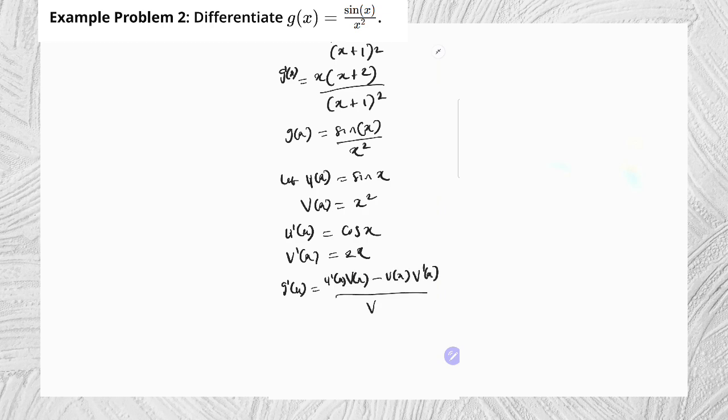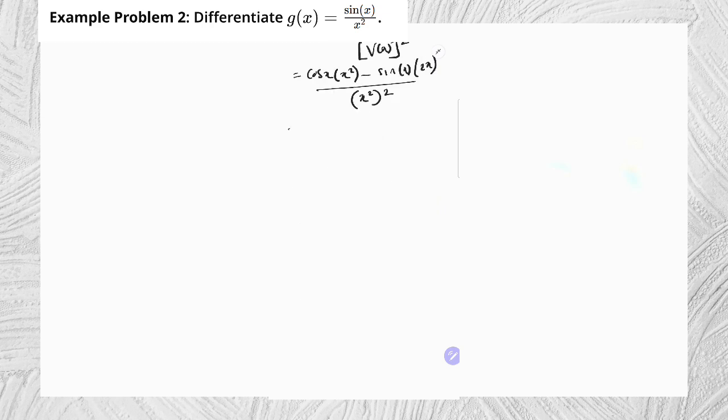Now we apply the quotient rule and we substitute the value of u of x differentiated, v of x, and v of x differentiated, and we'll arrive at cos x times x squared minus sine x times 2x, divided by x squared squared. Now, once we simplify the numerator and denominator, we arrive at x squared times cos x minus 2x times sine x divided by x raised to the power 4.